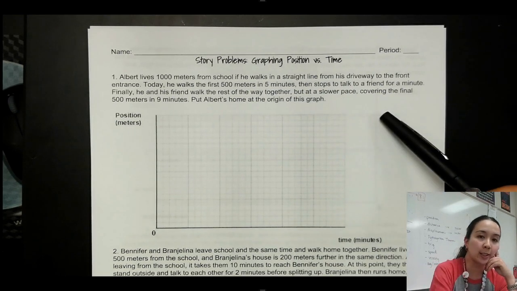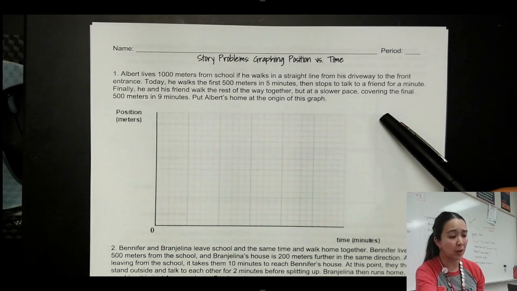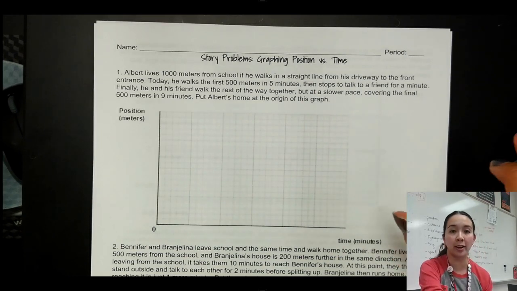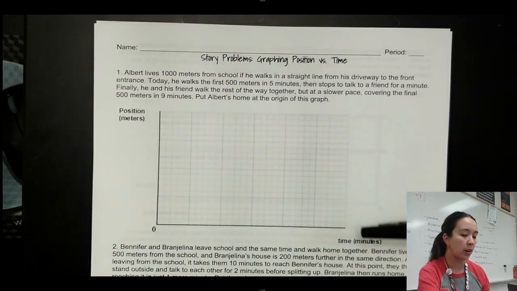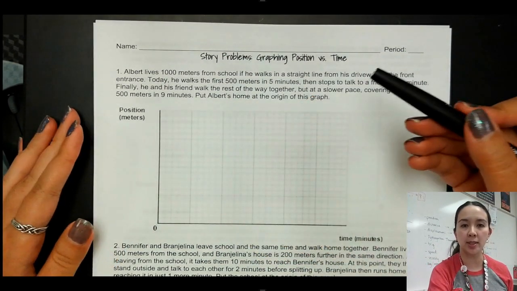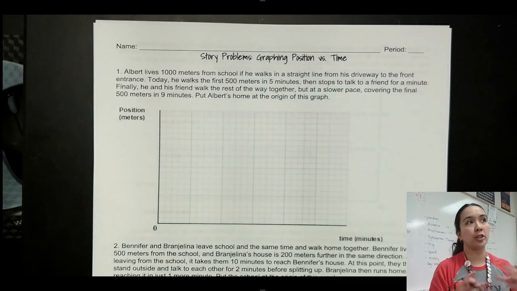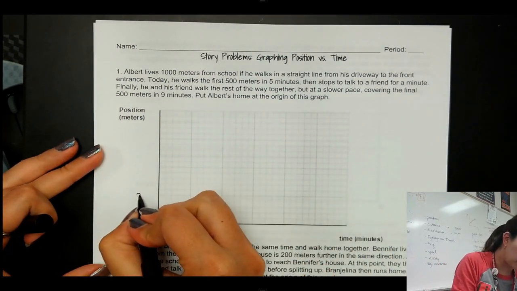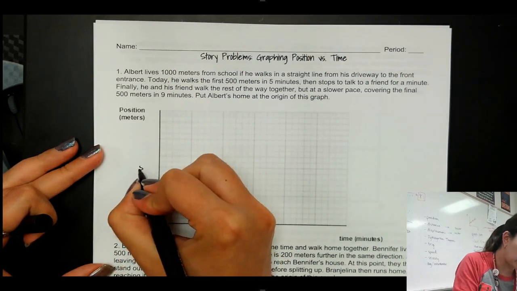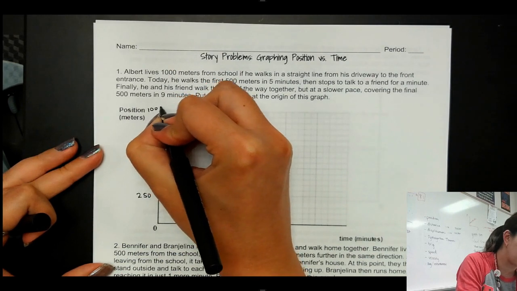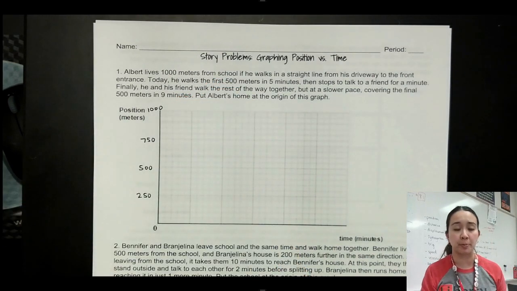So looking at this first problem here, we have Albert who lives 1,000 meters away from school. He is going to walk 1,000 meters total. On our graph, we see that there's 4 like big boxes here, so we want to maximize that space. This is going to be pretty easy to scale: 250, 500, 750, and 1,000. Okay, so that was easy for position.